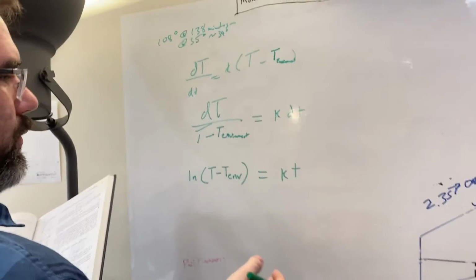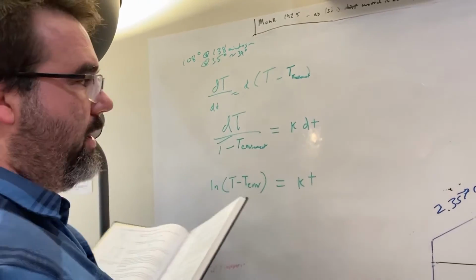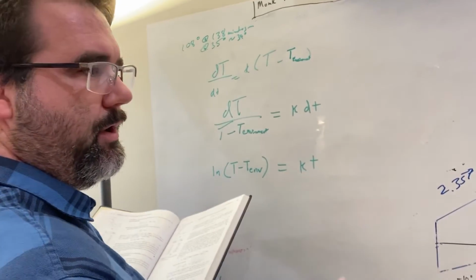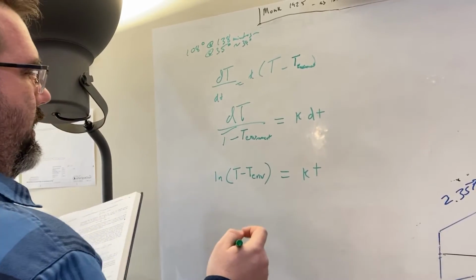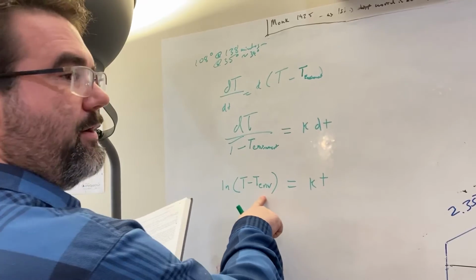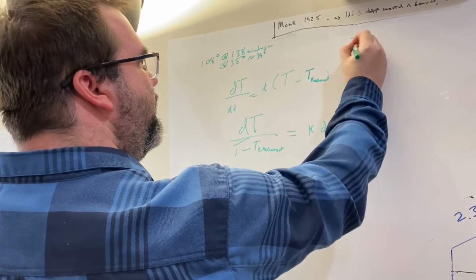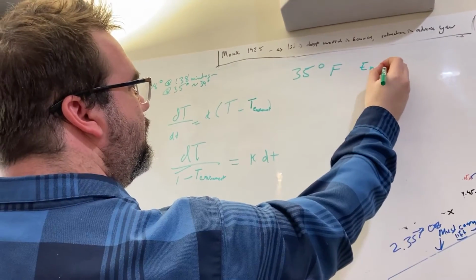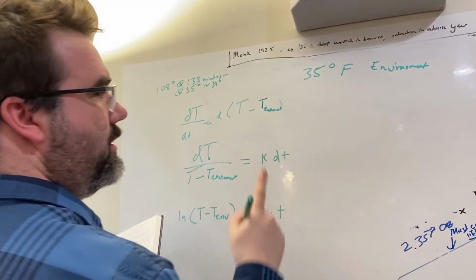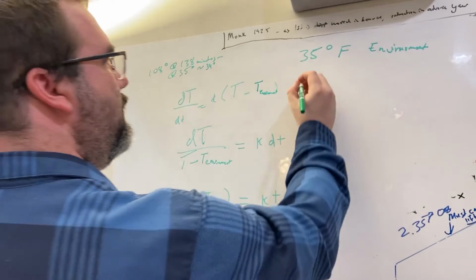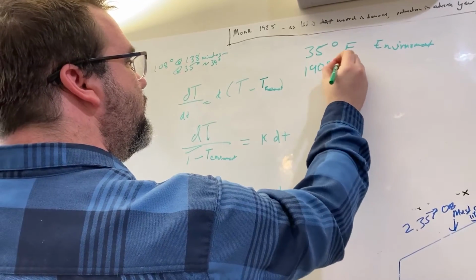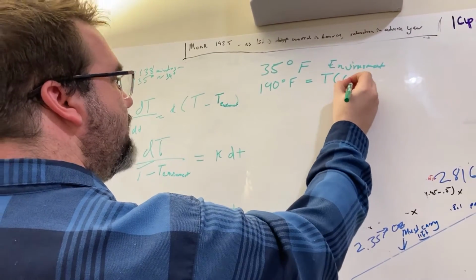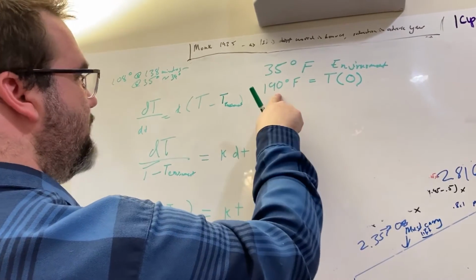Now we can plug in a couple of numbers that we can measure and know, and that'll give us a formula to figure out what the temperature should be for any length of time. I know right now the temperature outside is 35 degrees Fahrenheit. So this is the environment. I also know that when I shut the vehicle off, the temperature of the coolant was 190 degrees Fahrenheit. So this is the temperature at time 0. Temperature at time 0 was 190.